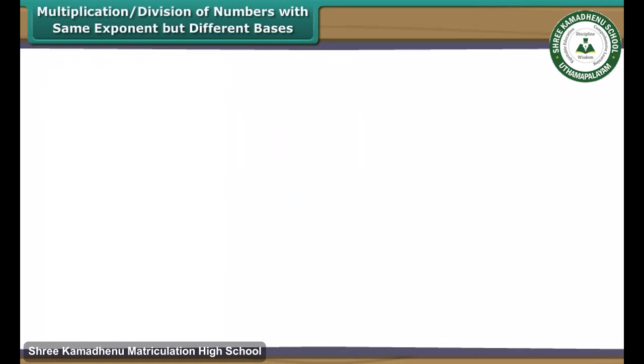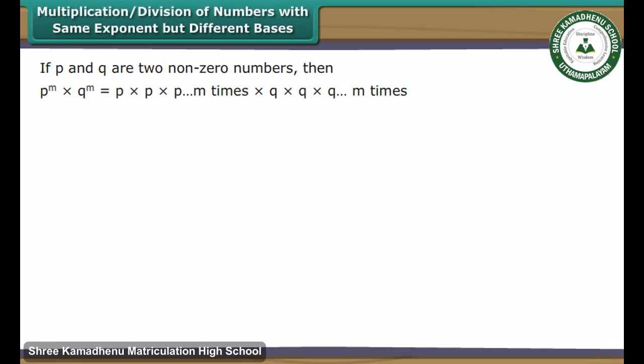Multiplication and division of numbers with the same exponent but different bases. If p and q are two non-zero numbers, then p^m into q^m is equal to p into p into p till m times into q into q into q till m times, which equals p into q into p into q till m times, which is equal to (pq)^m.